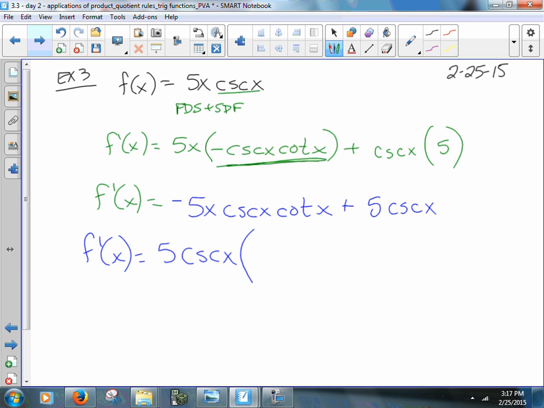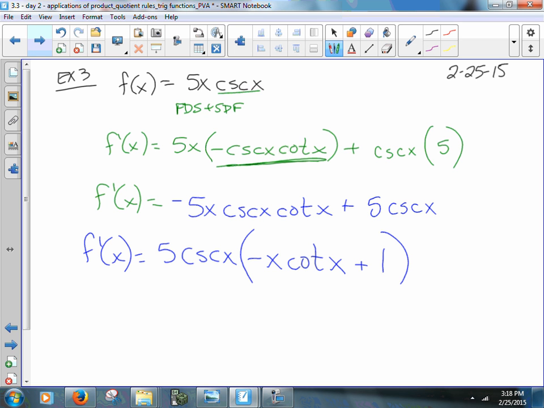Now look at it with your wide angle lens. Negative x cotangent x plus. Did you do the backwards distributive property? 5 cosecant x times what gives me negative 5x cosecant cotangent. Negative x I was missing, cotangent I was missing. Do you see what I'm doing? I've taken that whole piece out. So 5 cosecant x times 1 is 5 cosecant x. Do you see it? Now, could I make that look even better?